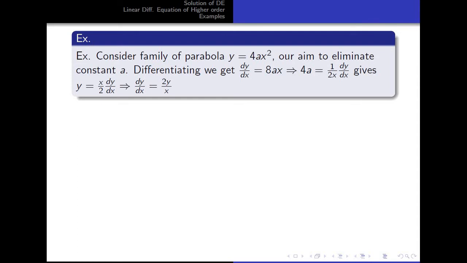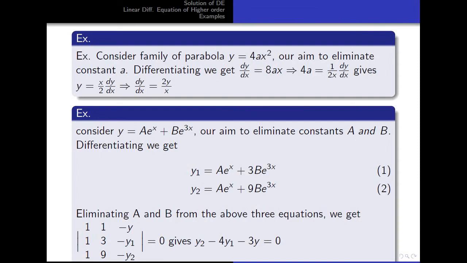Now, again, we will discuss our next example. y is equal to a into e raised to x plus b into e raised to 3x. Now, this family of curves contains two arbitrary constants a and b. Therefore, surely the answer we are getting is a second order differential equation. And our aim is to eliminate these arbitrary constants by taking derivatives. I will take the first derivative y1 is equal to a into e raised to x plus 3b into e raised to 3x. Now we have three equations.